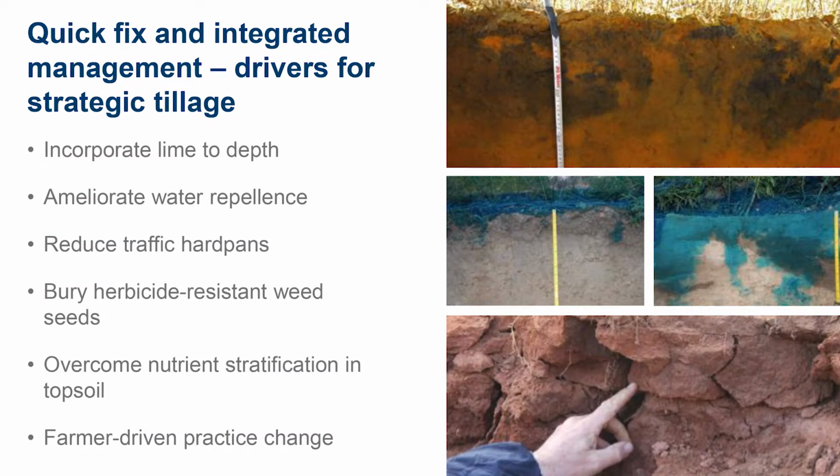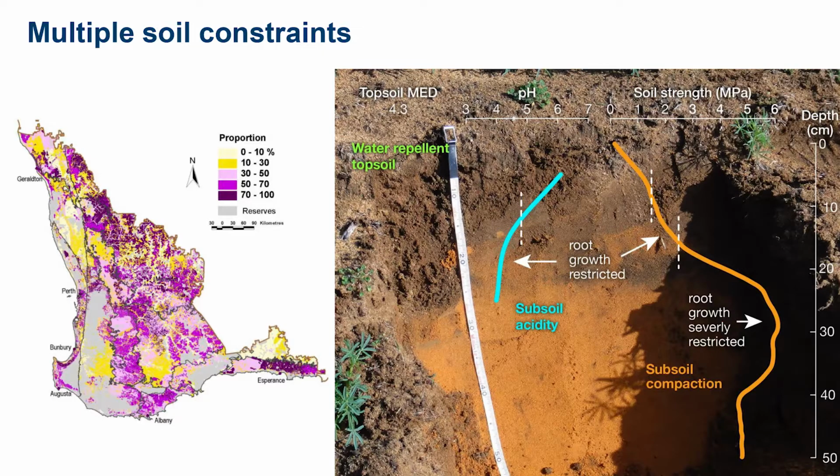The other one I've already mentioned is herbicide weed resistance, that we get a build-up of weed seeds on the surface, a weed seed bank. Often many of those seeds are resistant to herbicides, and so another opportunity with some strategic tillage is to bury those seeds and take them out of the equation for farmers.